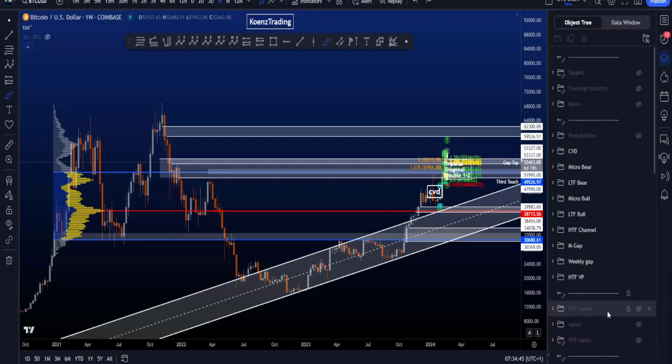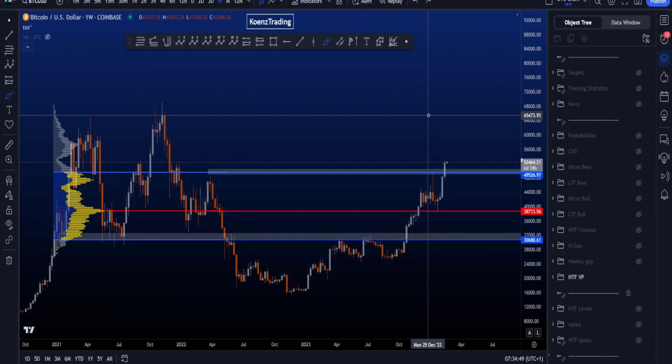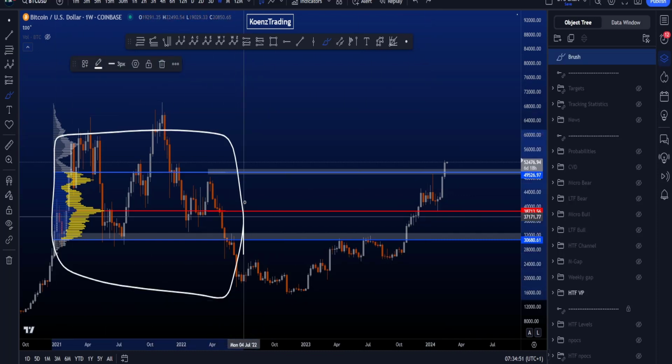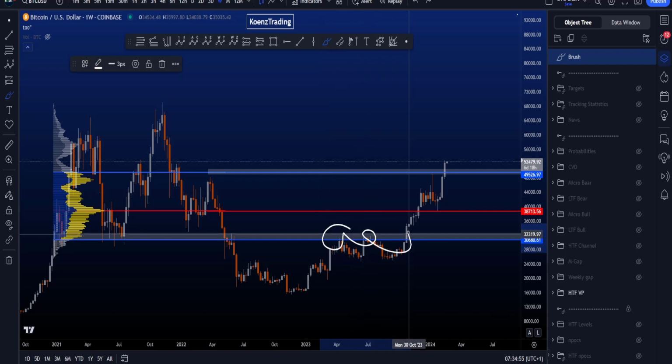Hi everyone, let's go over my bullish and bearish Elliott Wave scenarios on Bitcoin. Starting however with the volume profile on the weekly time frame. As you can see, very nicely respected. Resistance breaking inside to the value area high.